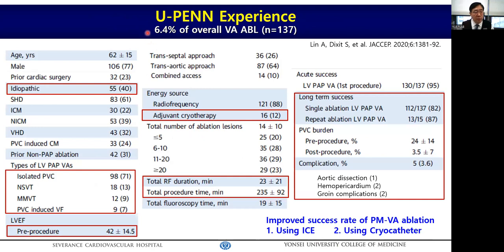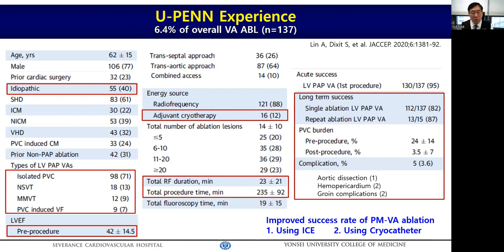This is the outcome of 137 papillary muscle ventricular arrhythmia ablations in the UPenn group, published by Dixit. In their ablation registry, 6.4% of overall ventricular arrhythmia ablation was PAP ventricular arrhythmia, and 60% of patients with PAP ventricular arrhythmia had associated structural heart disease, with a mean ejection fraction of 42%. 71% were PVC, and 7% showed ventricular fibrillation. Mostly done by radiofrequency, but 12% underwent adjunctive cryocatheter ablation, and the long-term success rate was 82%, and the complication rate 3.6%. There was 1 case of aortic dissection and 2 cases of hemopericardium.